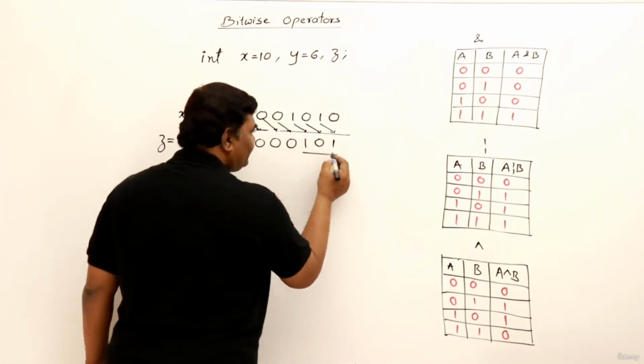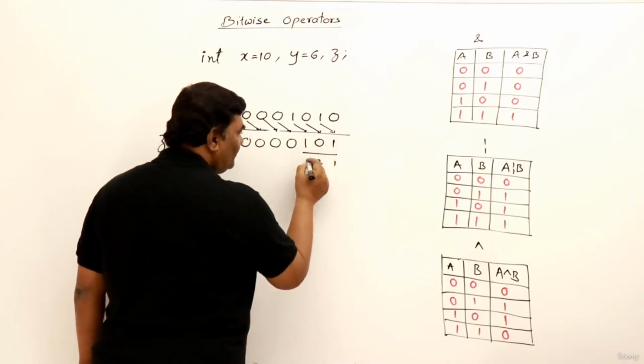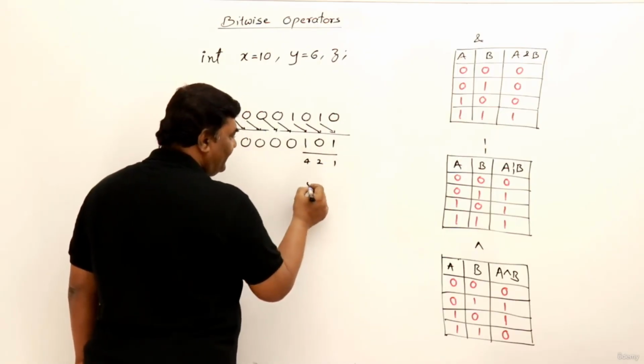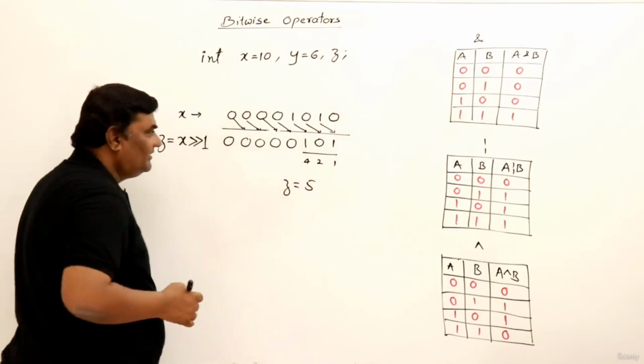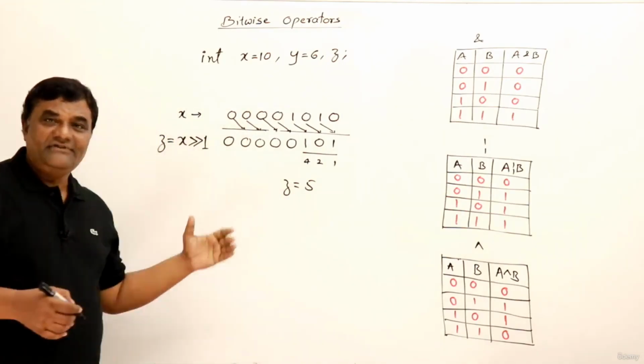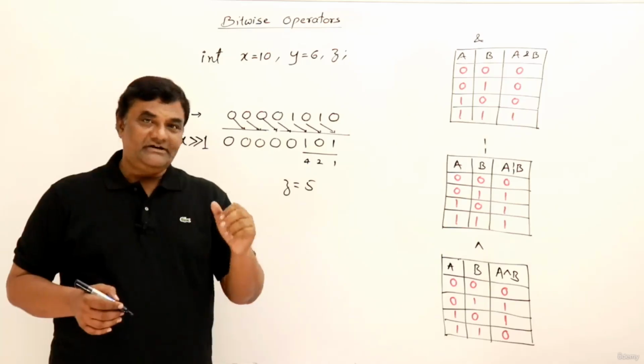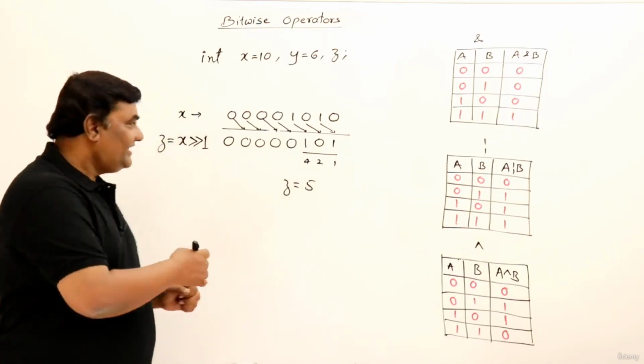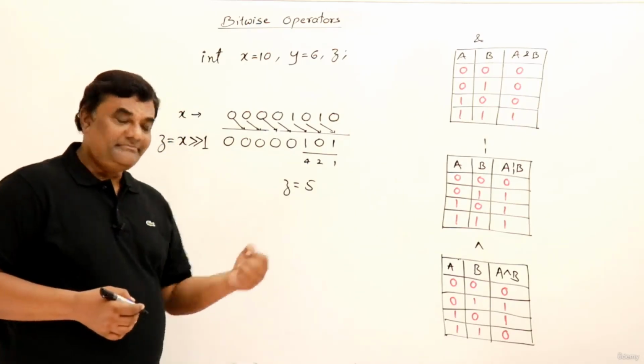So what is the number? Here is the number. How much is it? 1, 2, 4. This is 4 plus 1, 5. So the Z value will be 5. So what has happened to the number? The original number is 10 and in Z we are getting 5. So the number is divided by 2. Yes, if you right shift by one place, it gets divided by 2.